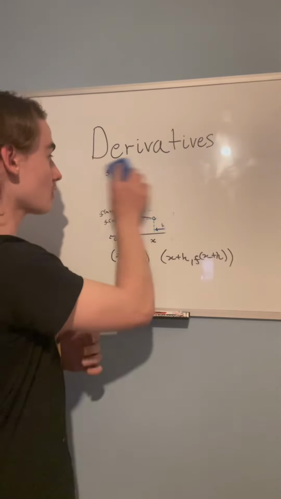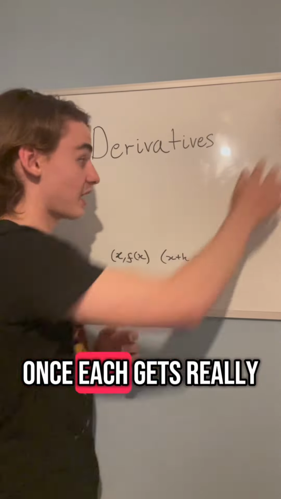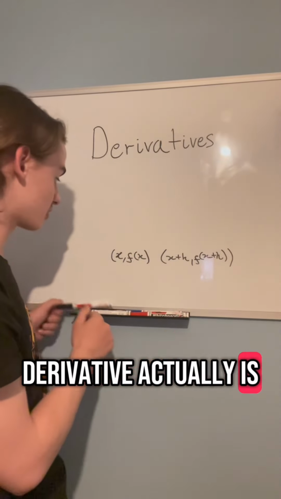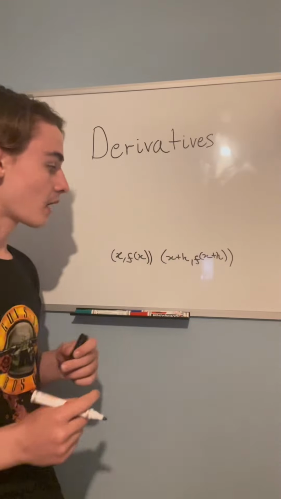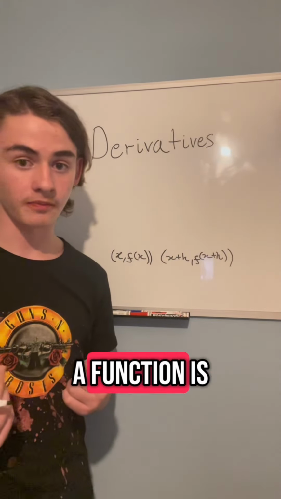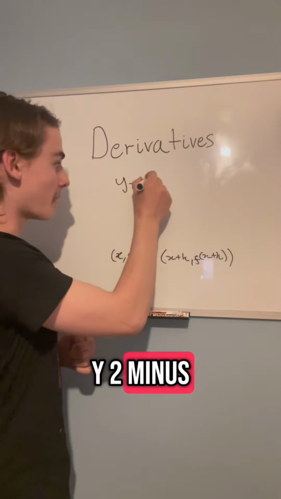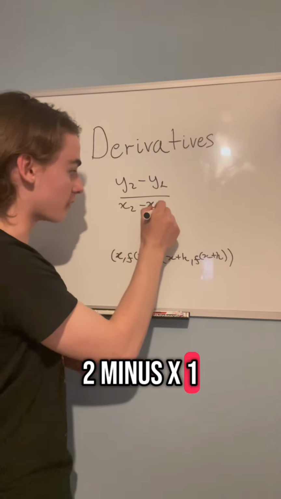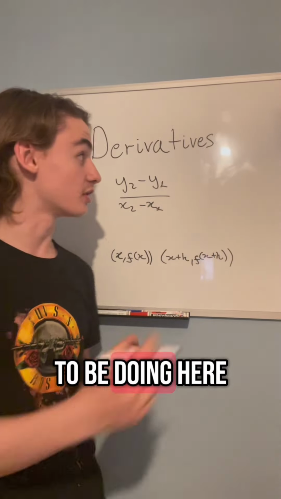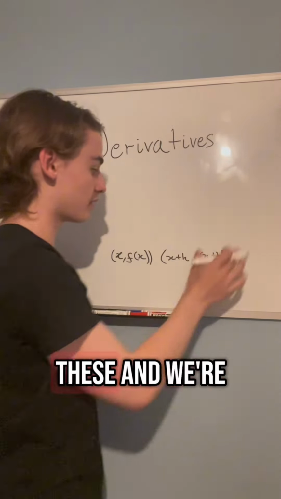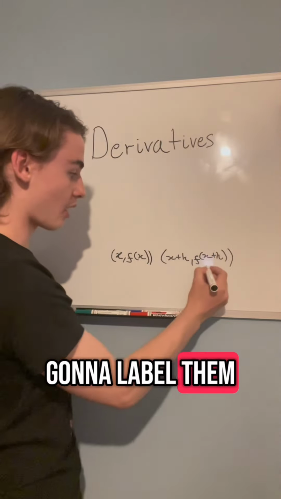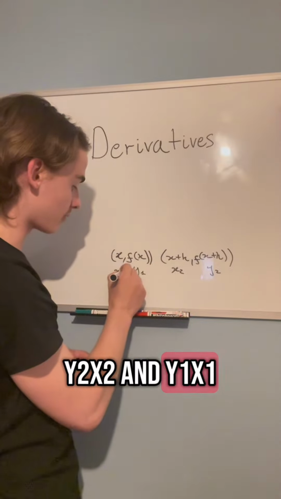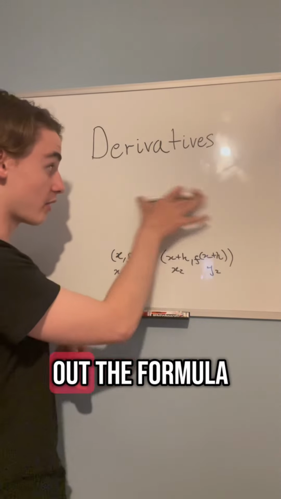Now, we said that once h gets really, really small, then it gives us a new function. So let's write out what a derivative actually is. We know that a gradient of a function is y2 minus y1 divided by x2 minus x1. That's kind of the same thing that we're going to be doing here. Basically, we're going to take one of these and we're going to label them y2, x2, and y1, x1. Now, you're just going to write out the formula for a gradient.